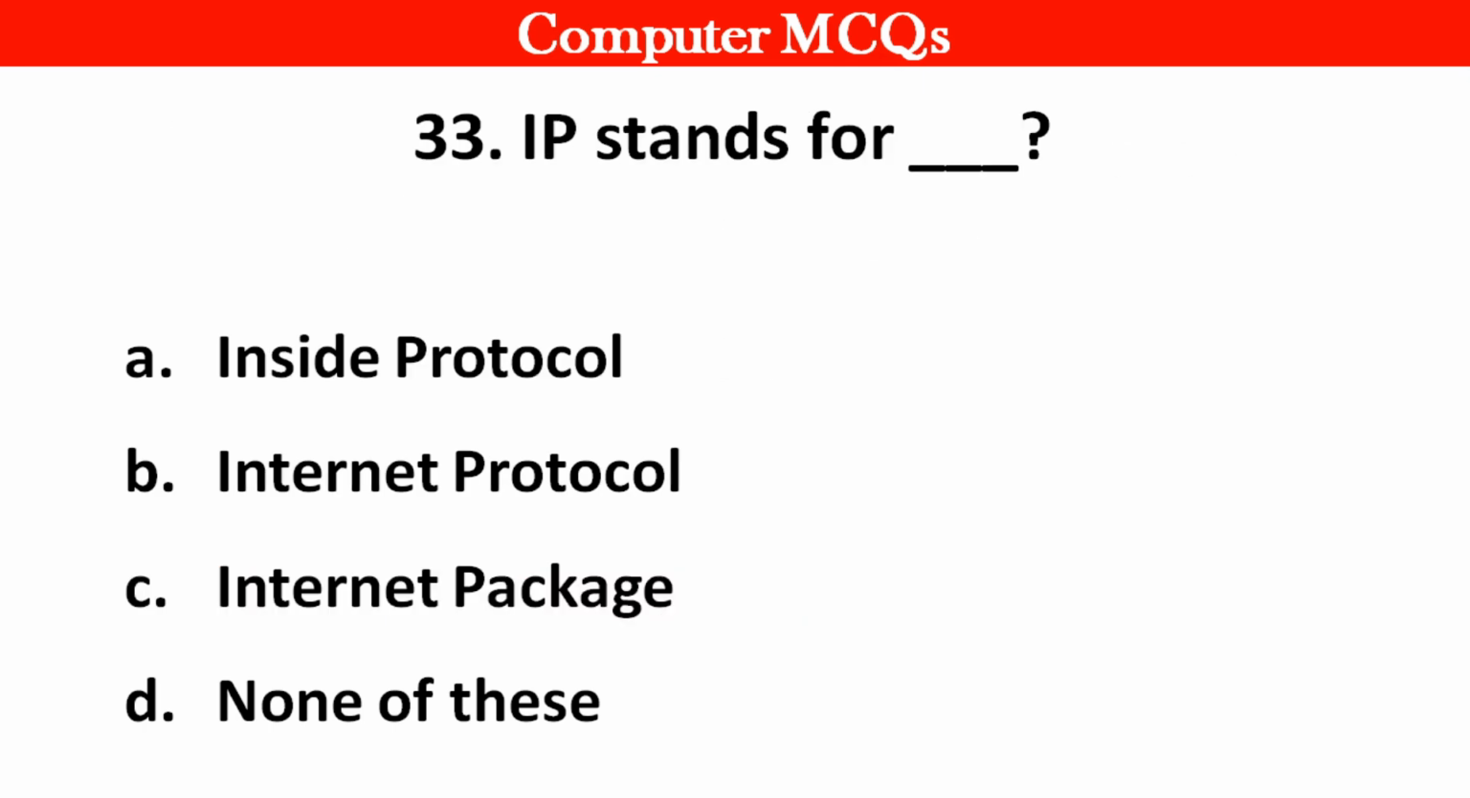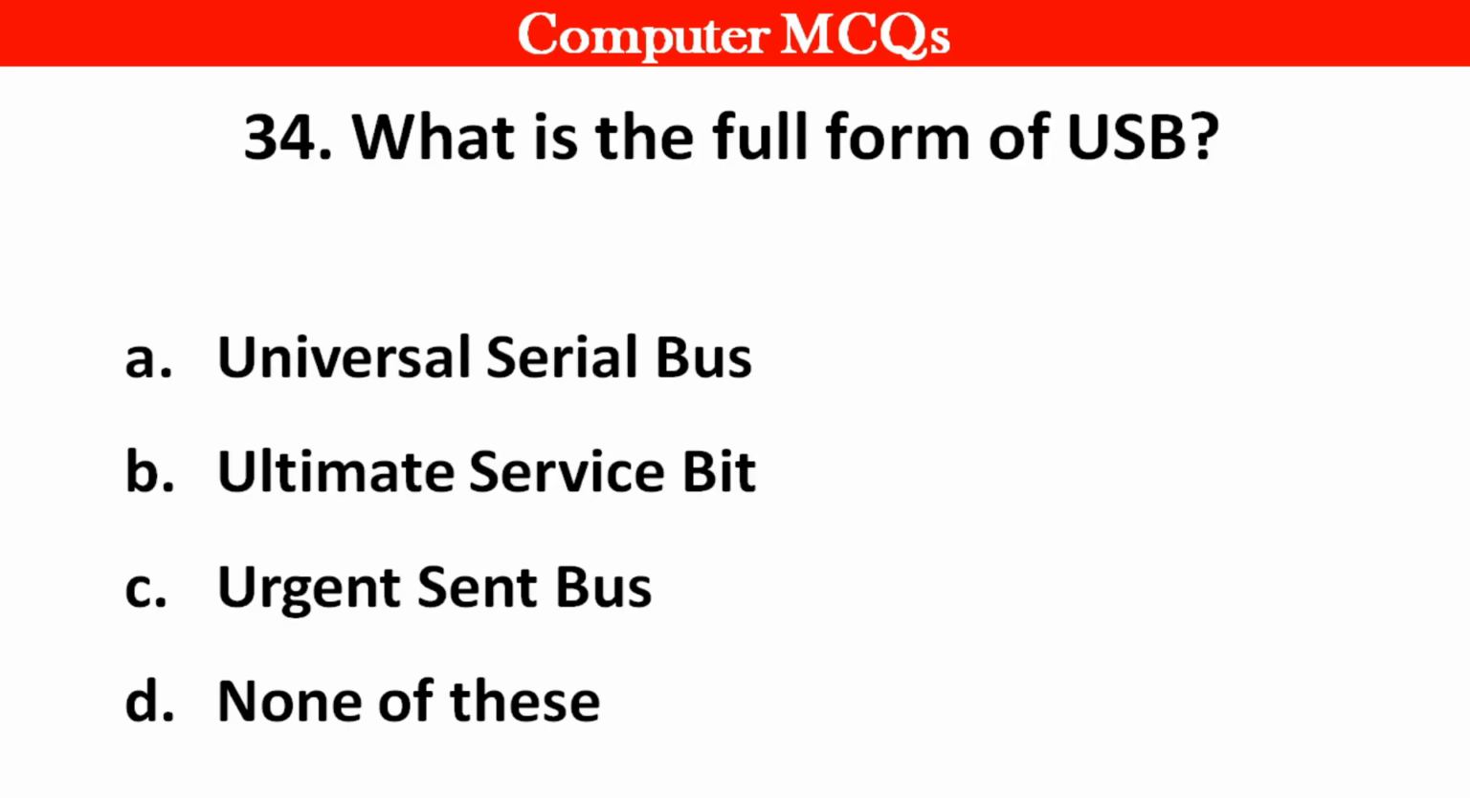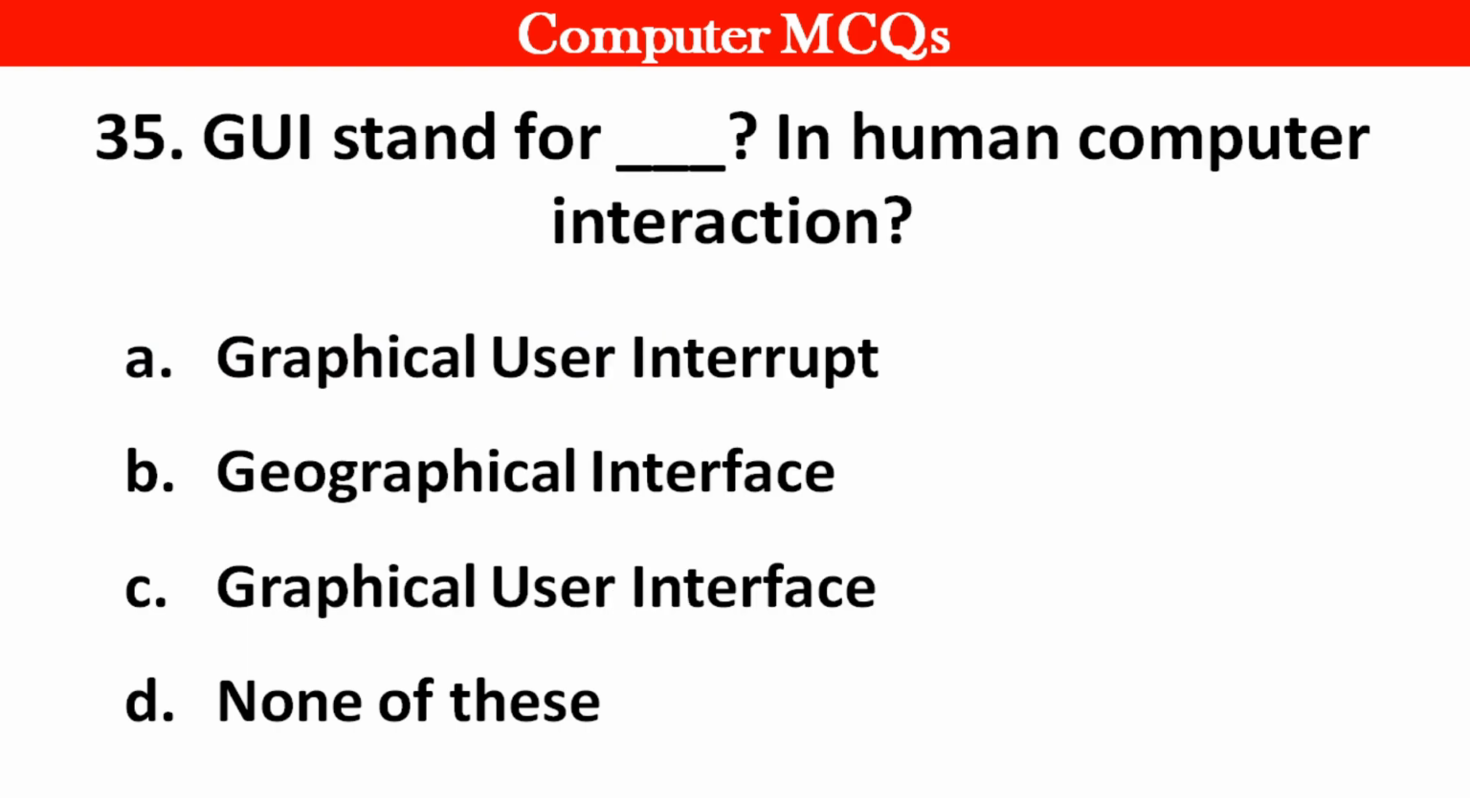Next question, IP stands for dash. Right answer is option B, Internet Protocol. Next question, what is the full form of USB? Right answer is option A, Universal Serial Bus. Next question, GUI stands for dash in human computer interaction. Right answer is option C, graphical user interface.